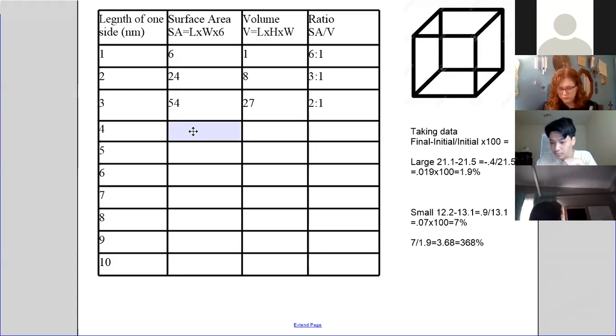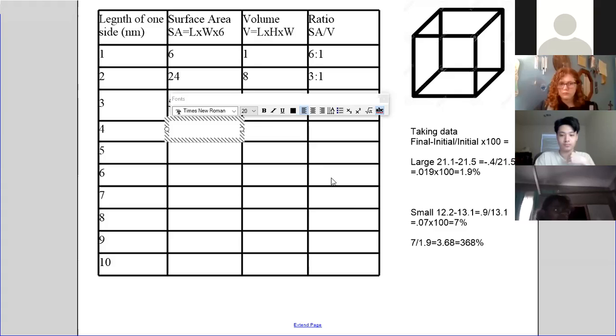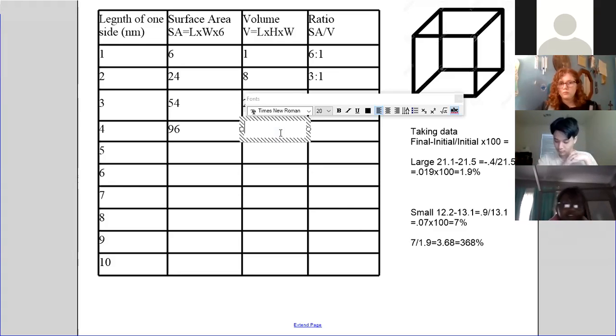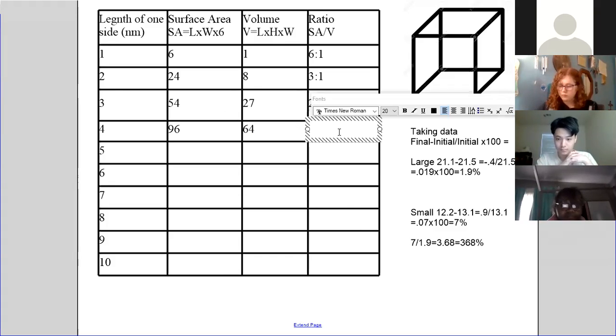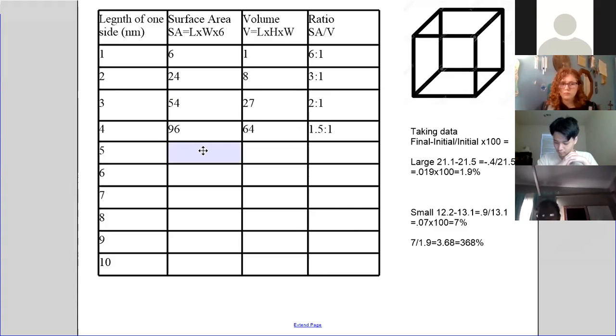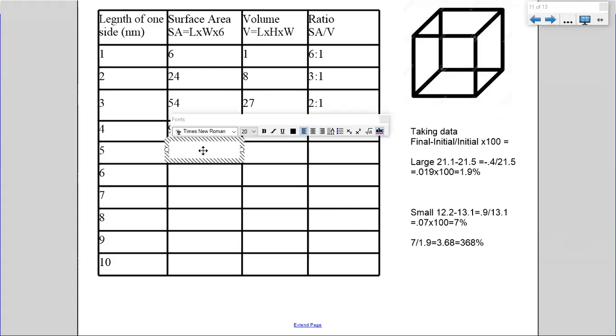Let's go to Ashley Medlock. Ashley. So, surface area 96. Okay. Volume. 64. Okay. And the surface area to volume ratio. 1.5 again. Oh my gosh, good job. Looking good, kid. Excellent, excellent, excellent.